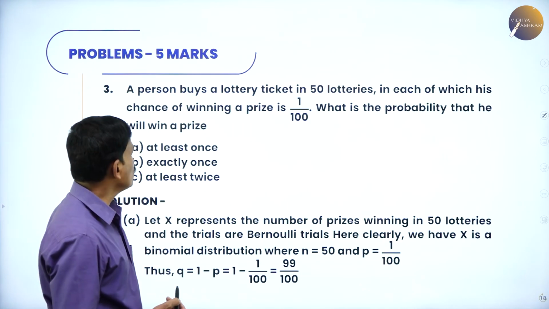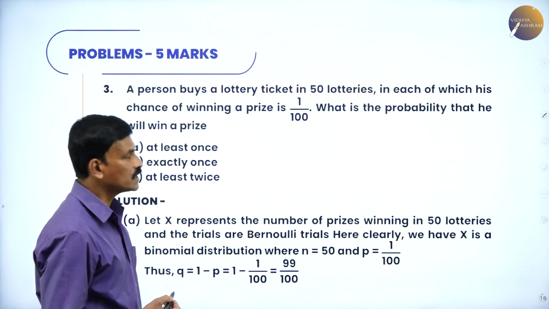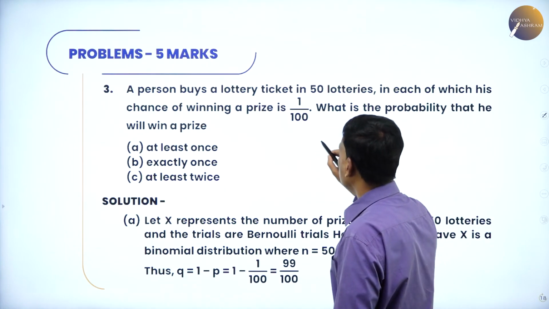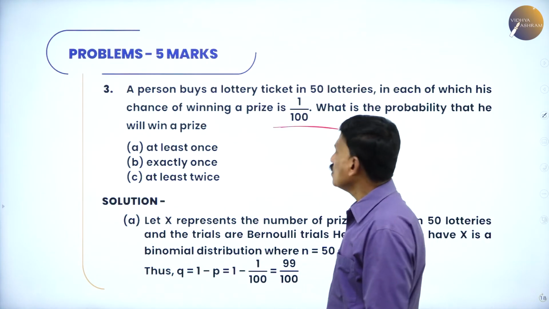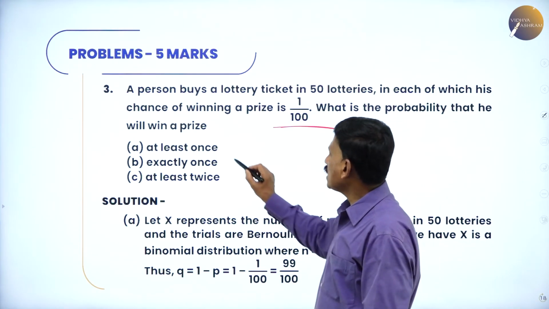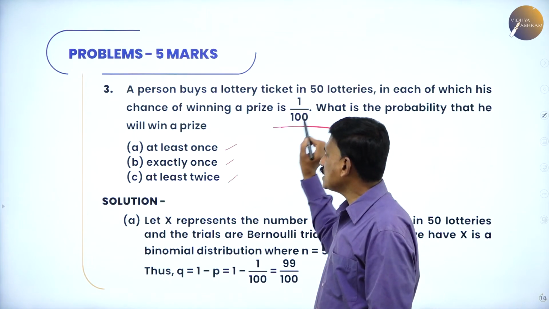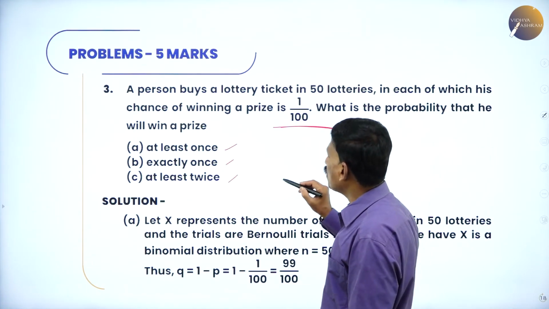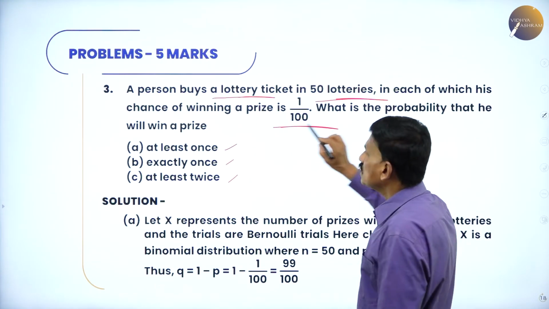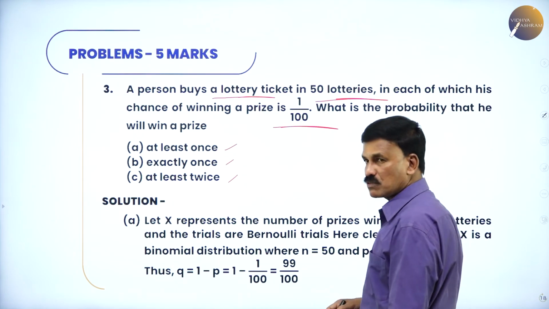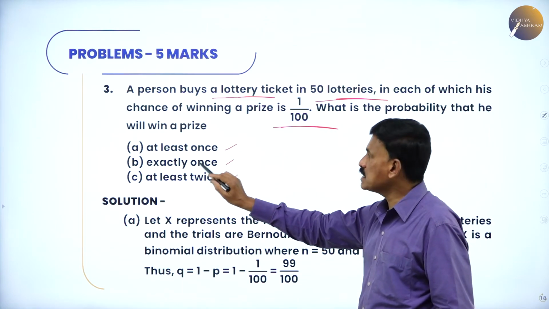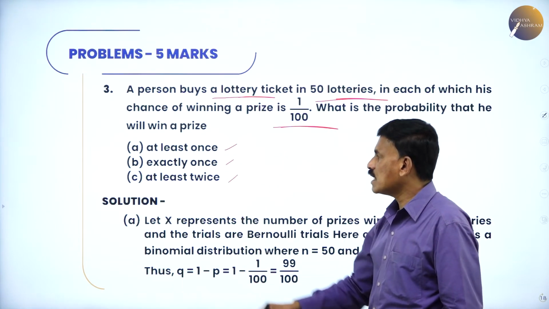Let us come to the last problem in this session. A person buys a lottery ticket in 50 lotteries, in each of which his chance of winning the prize is 1 by 100. What is the probability that he will win a prize at least once, exactly once, at least twice? This is a very important problem for 5 marks.